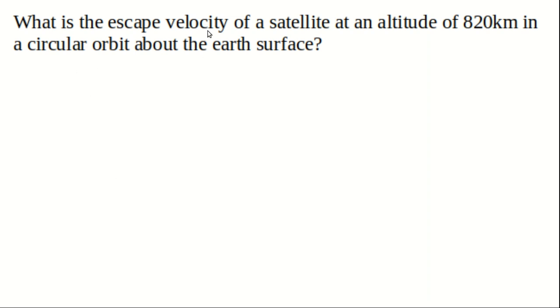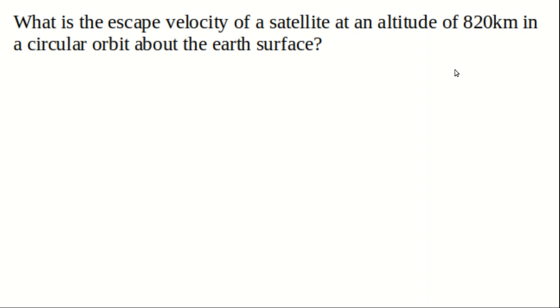What is the escape velocity of a satellite at an altitude of 820 km in a circular orbit about the Earth's surface? If you understand this question properly, you realize that the satellite is not on the Earth's surface. It's already in an orbit which is 820 km. So we are asked to find the escape velocity from that orbit, not from the Earth. So we are going to solve this particular problem.